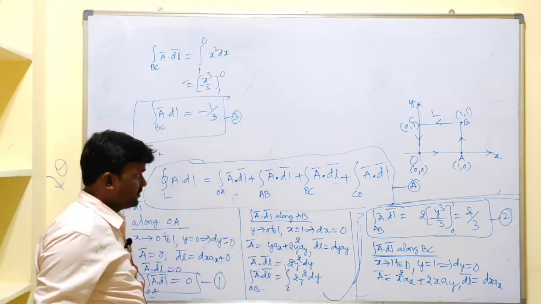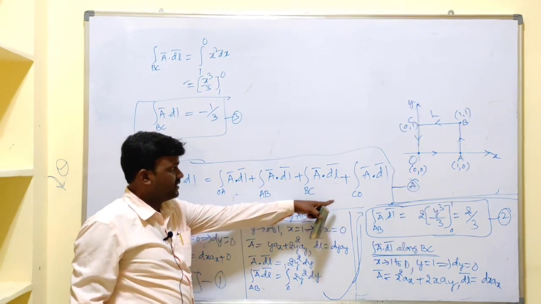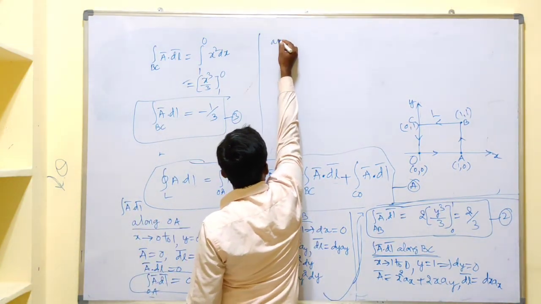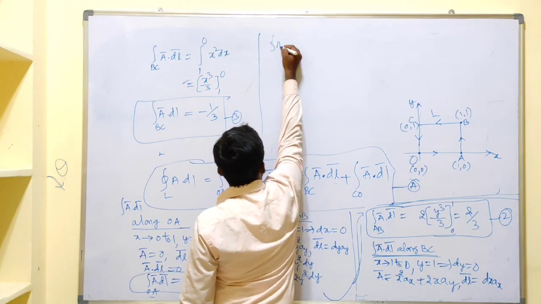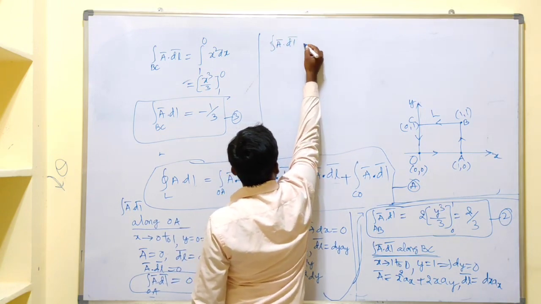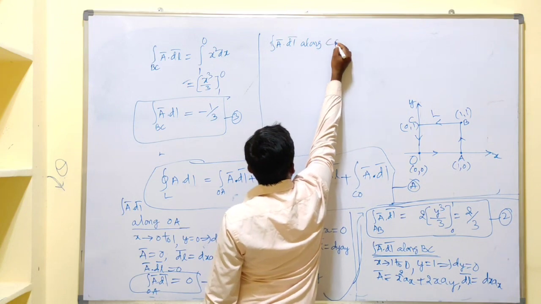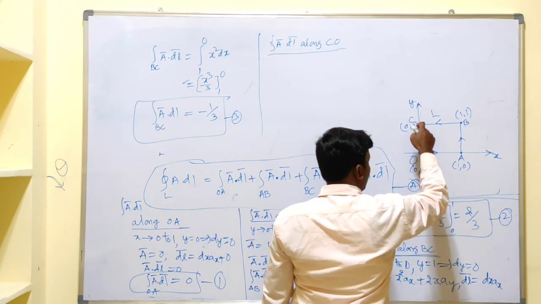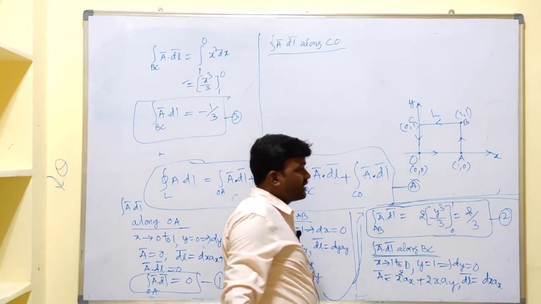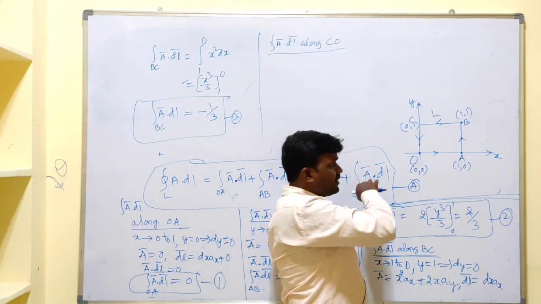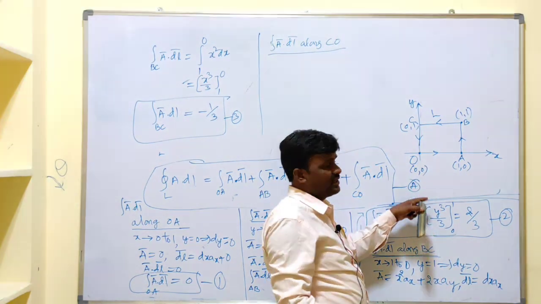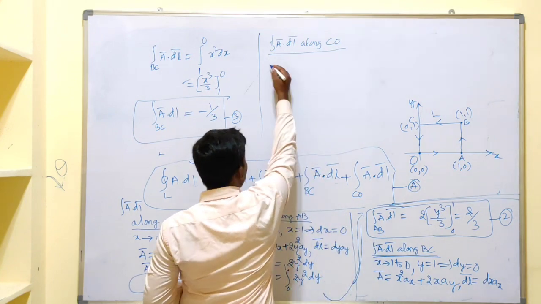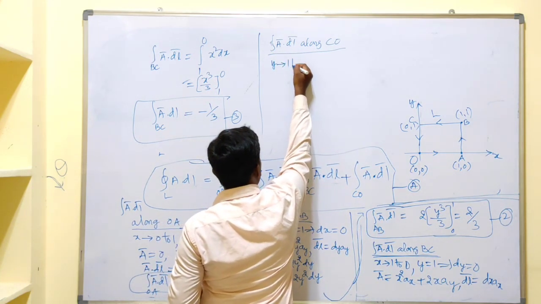And last one we require: along OA, AB, BC, and last one, that is along CO. Integral a bar dot dl bar along CO. CO means direction is like this, vertical direction. Horizontal direction means x is variable. Vertical direction means clearly y is variable. Y is varied from 1 to 0.